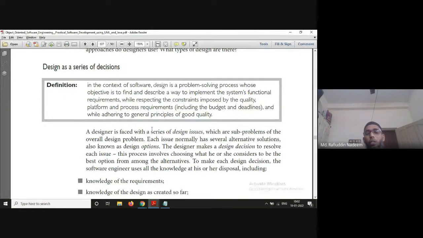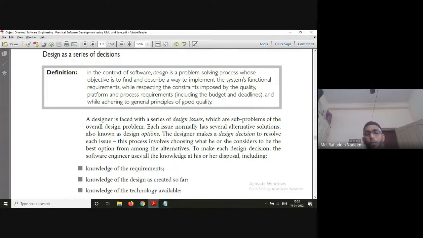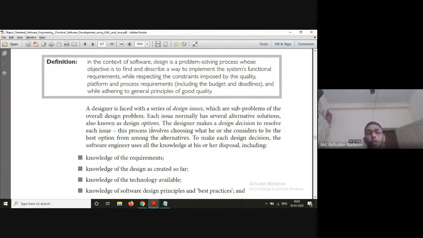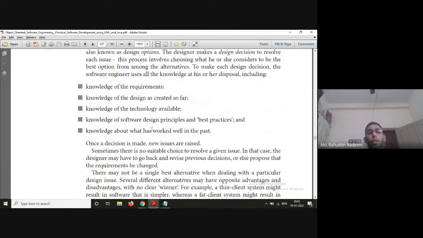For each design decision, the software engineer uses all the knowledge he has at his disposal. Whatever knowledge he is having at his disposal, he is going to use, including the knowledge of the requirements. So what knowledge are you going to use? You are going to use the knowledge of your requirements, your knowledge of the design as created so far.